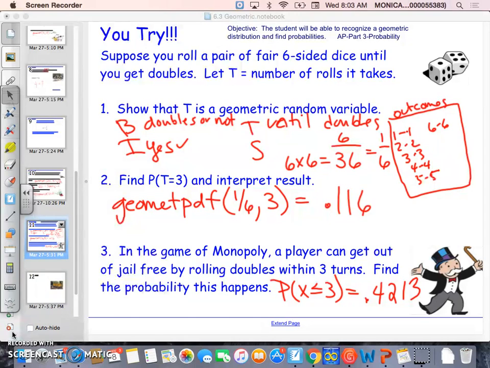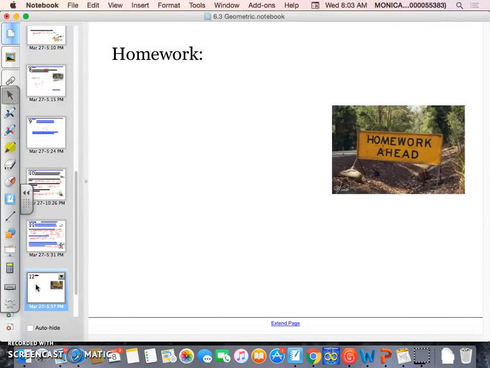So at this point, you're going to work on the odd number problems as a class if you want to join us. Otherwise, you're going to do the even number problems. So this is 6.3 exercises. I think geometric starts at 95. So you're going to do numbers 95 through 107.